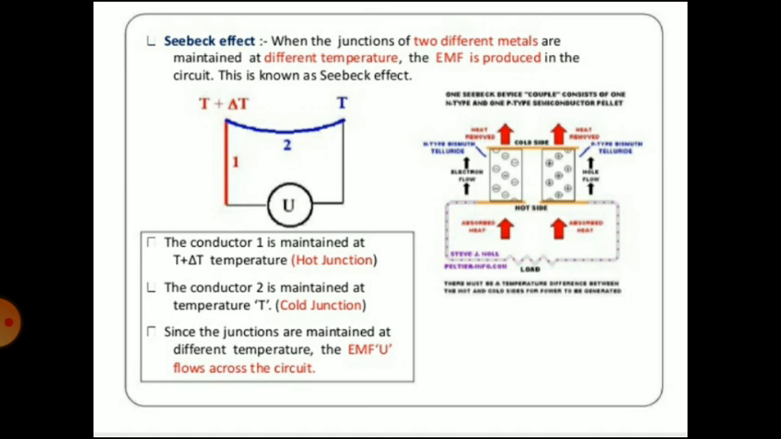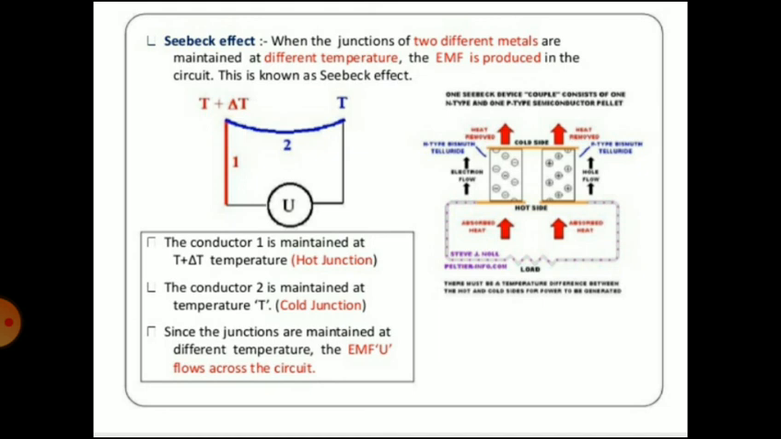So for the Seebeck effect, the Seebeck EMF is of prime concern since it is dependent on junction temperature. When the junctions of two different metals are maintained at different temperatures, the EMF that will be produced in the circuit is known as the Seebeck effect.